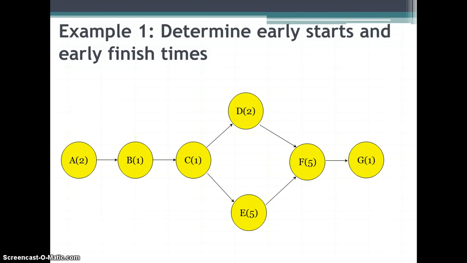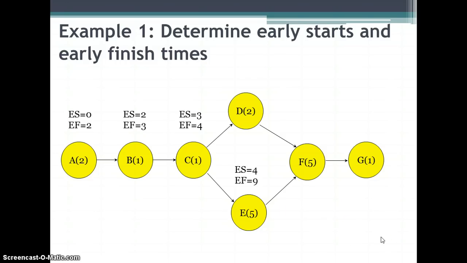Okay, so let's determine our forward pass. Forward pass is pretty quick. All right, so the early start of A, since it's the beginning activity, is 0. We add the duration to it, so the early finish is 2. The early start of B is 2, which is the same as the early finish of A. We add 1 to it, so the early finish is 3. The early start of C is 3, which is the same as the early finish of B, and the early finish of C is 4.